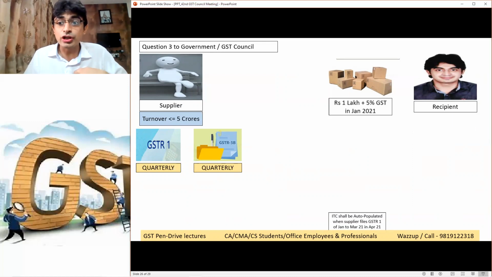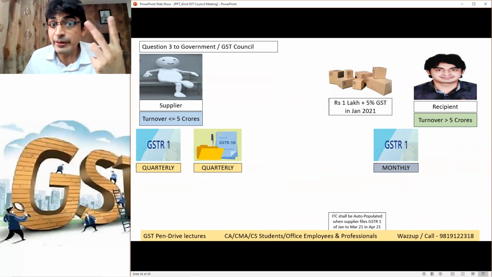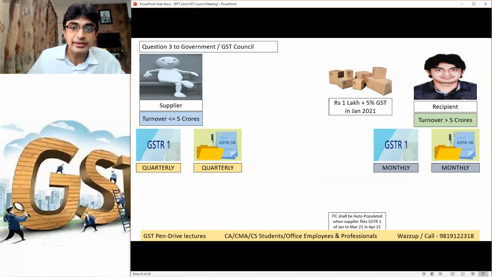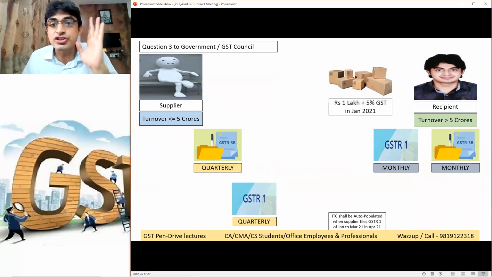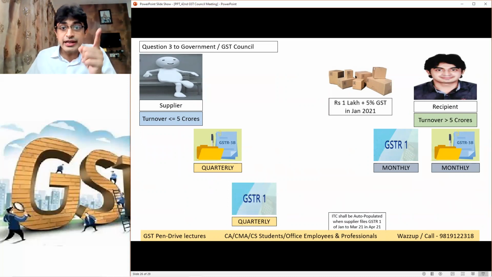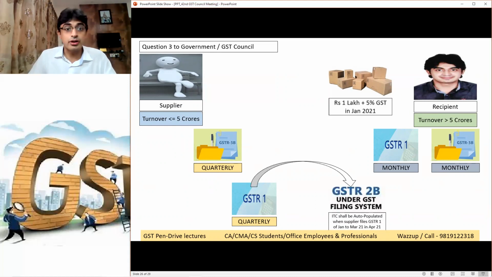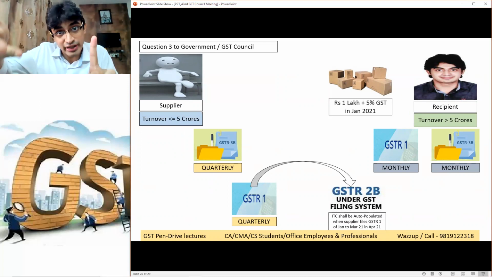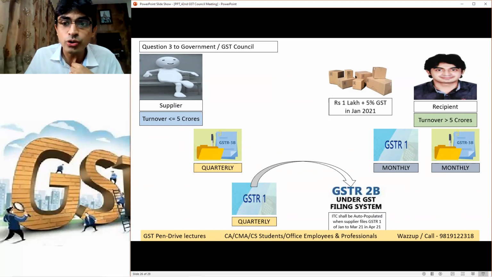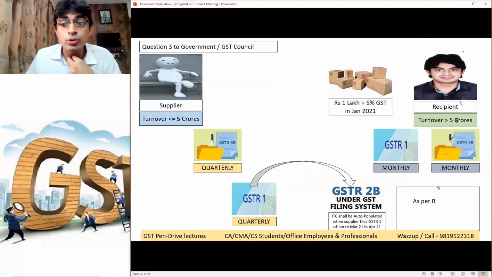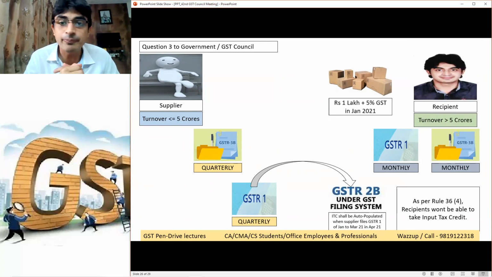But since my turnover is greater than 5 crores, I will file GSTR1 monthly. And I will also claim input tax credit in my GSTR3B monthly. So this issue is always going to be there. Now, since this supplier is filing GSTR1 quarterly, this invoice detail, 1 lakh plus 5%, will come in my 2B only after the end of the quarter. When this supplier files his GSTR1 after the quarter, at that time these details will be auto-populated in my GSTR2B. So you already know there is rule 36 sub-rule 4. Unless the ITC details are there in my 2B, I cannot claim input tax credit.